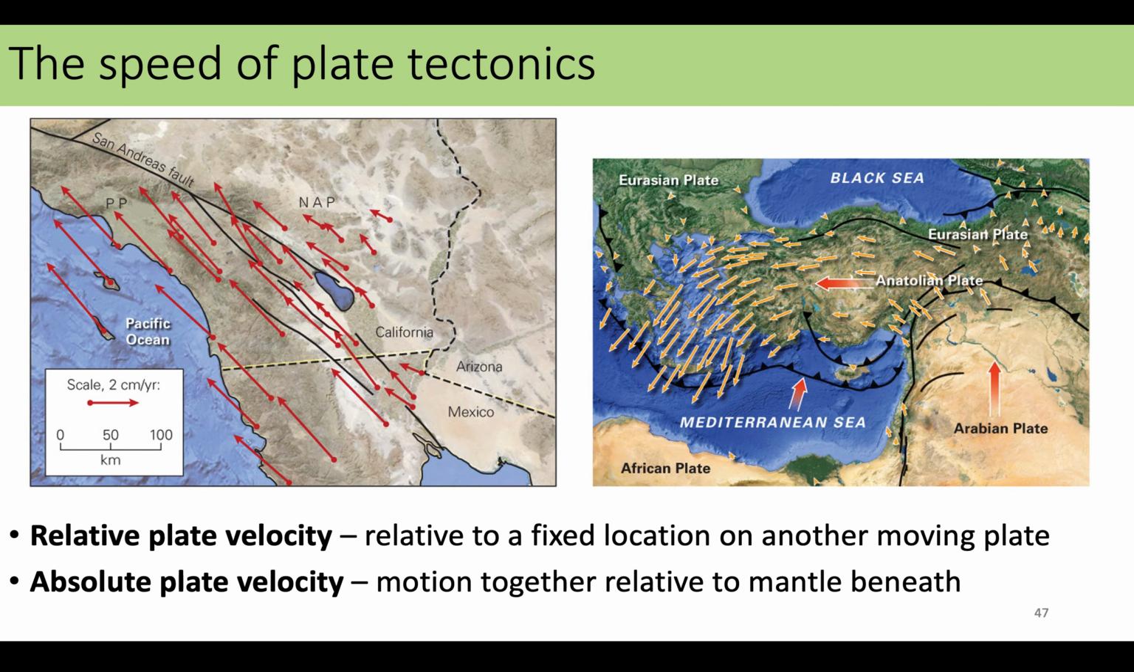When we think about the speed of plates moving, we think about 2 different terms: relative plate velocity and absolute plate velocity. Relative plate velocity is the motion relative to another moving plate, so the motion of one plate relative to another. Whereas the absolute plate velocity is the velocity of the plates based on the mantle beneath. So relative to the mantle beneath, what is the absolute plate velocity? There are 2 different ways that we can report on the speed of our plates moving.